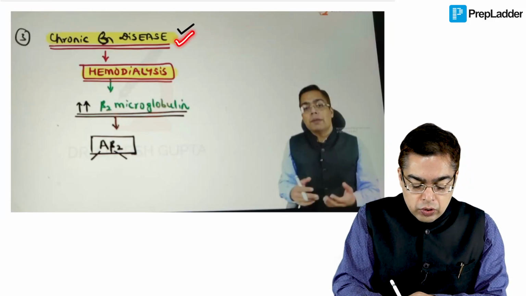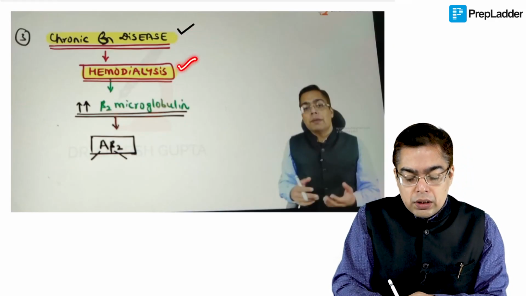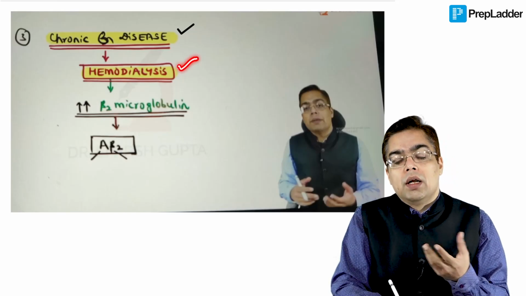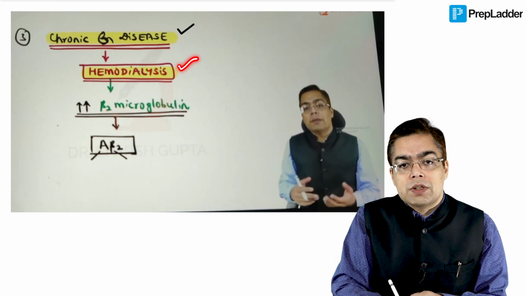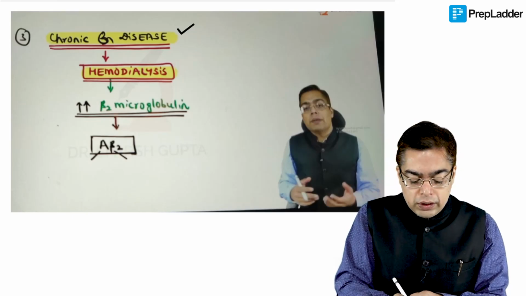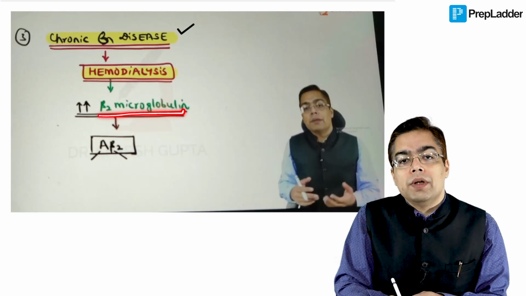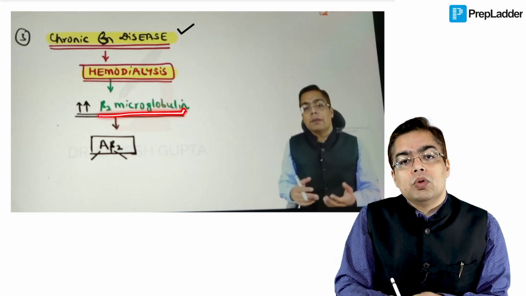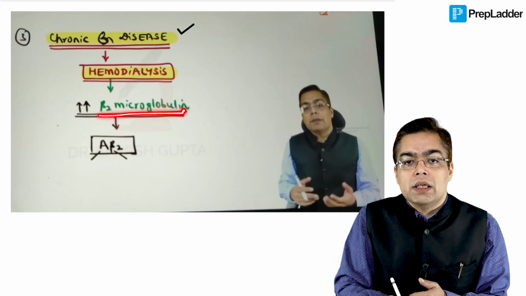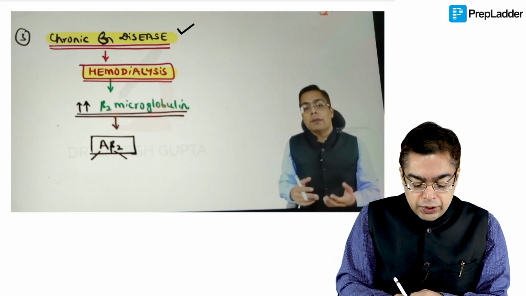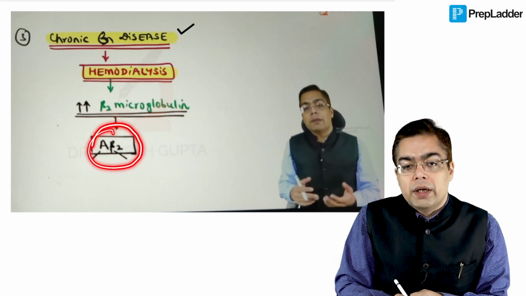So when you are having chronic kidney disease, the patients are going to be undergoing chronic hemodialysis for a long duration of time. The earlier membranes which were used in the hemodialysis machines were not able to filter out the beta-2 microglobulin, and therefore gradually over a period of time the level of beta-2 microglobulin is going to be increasing in the blood of the patient. This extra beta-2 microglobulin is likely to get deposited in the form of amyloid.